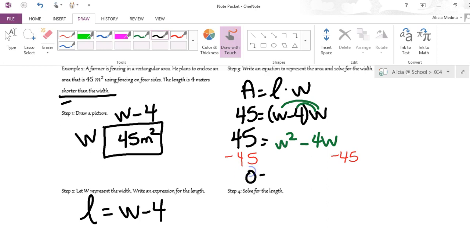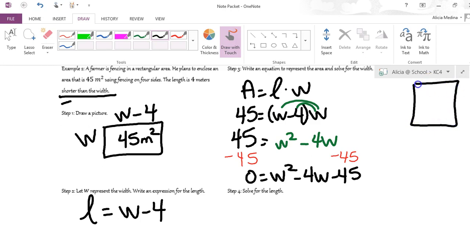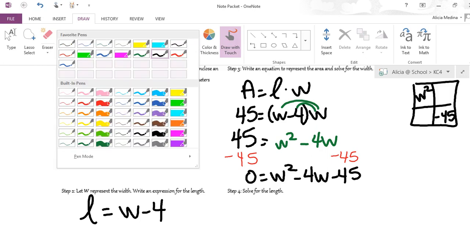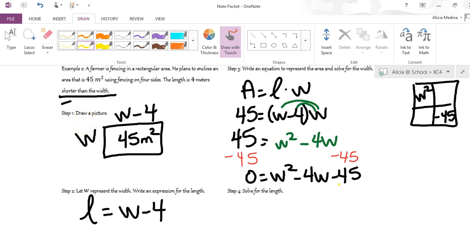So I have 0 equaling W squared minus 4W minus 45. Now this is what I need to factor. I know I'm going to have my negative 45 in the bottom right and my W squared up here. And remember that I multiply to this, and then I add to a negative 4.